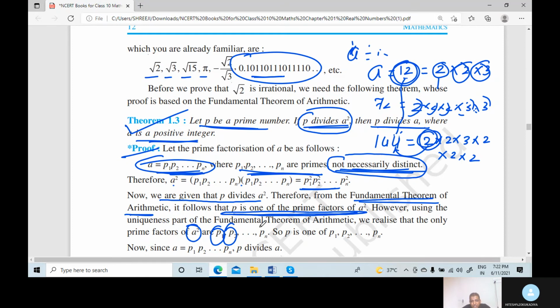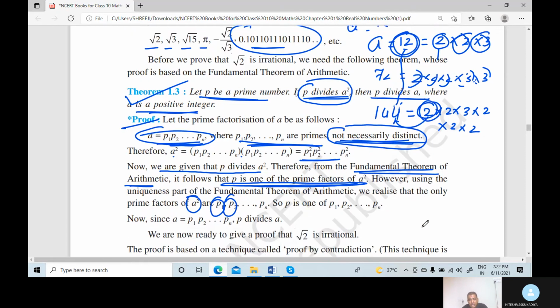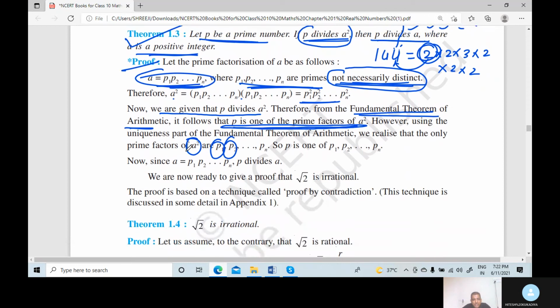However, using the uniqueness part of the fundamental theorem of arithmetic, we realize that the only prime factors of A square are P1, P2 up to Pn. So P is one of P1, P2 up to Pn. So you can say any one of the numbers, say P. So here A equals P1, P2 up to Pn, where P divides A. Is that clear, student? Very easy.